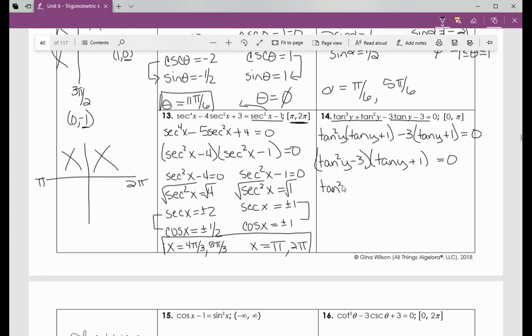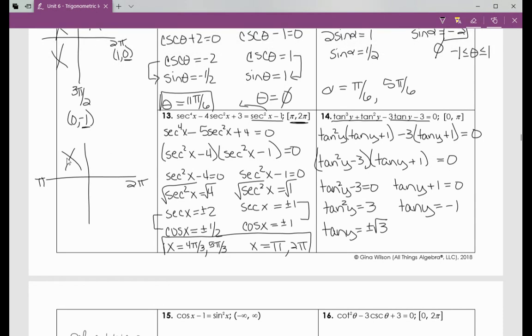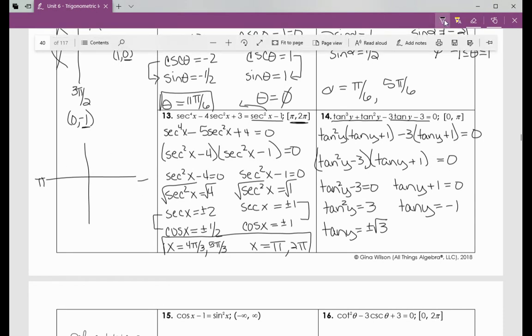I have tangent squared y minus 3 equals 0. I have tangent y plus 1 equals 0. So tangent squared y equals 3. Tangent y equals plus minus square root of 3. And here I have tangent y equals -1. So when I go to my unit circle, I am going to consider my interval. My interval for this problem is 0 to pi, so I do not need anything outside of the first or the second quadrant.